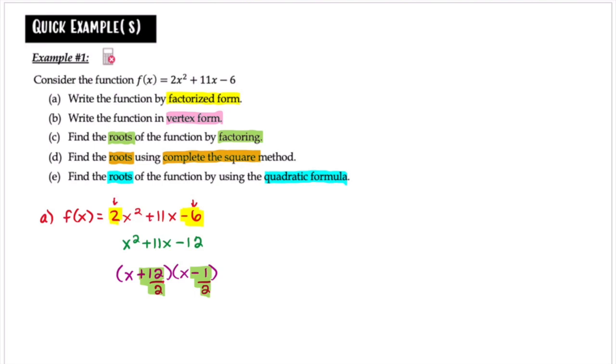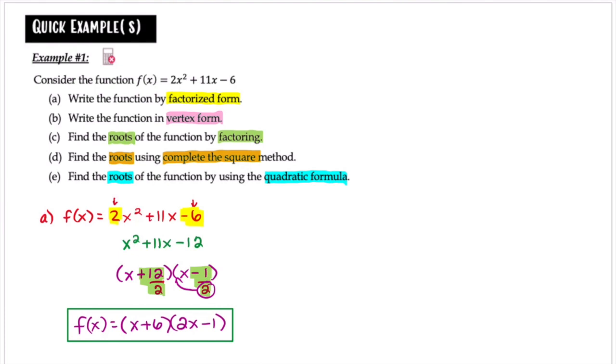So for this first factor, I do see I can simplify, giving me an x plus 6. For the second factor, I cannot simplify negative 1 over 2, which tells me that I'm going to take that 2 and put it in front of x. And I have my second factor to be 2x minus 1. So in factored form, my function would be written as that.